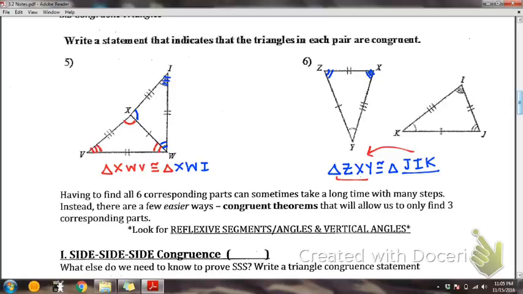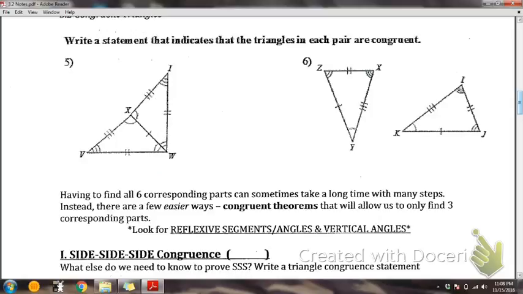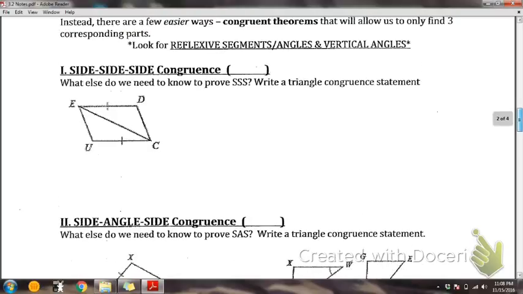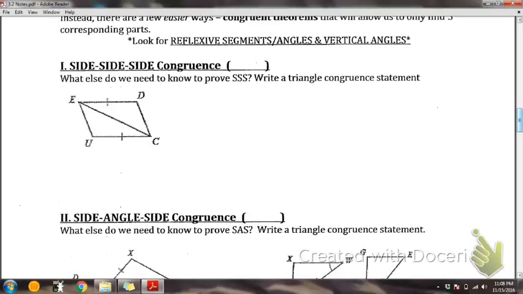Alright, now we'll get to some better usage of finding whether 2 triangles are congruent. It says having to find all 6 corresponding parts can sometimes take a long time with many steps. Instead, there are a few easier ways, or a few congruent theorems that will allow us to find only 3 corresponding parts. It says look for reflexive segments and angles, as well as vertical angles. So we have yet to talk about what reflexive segments are.